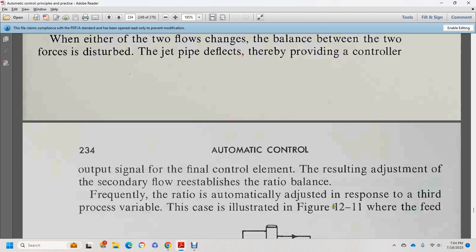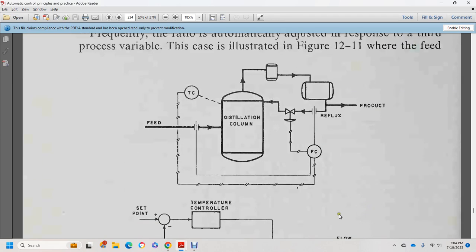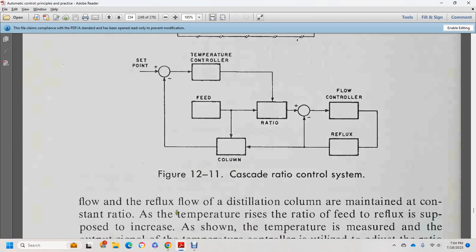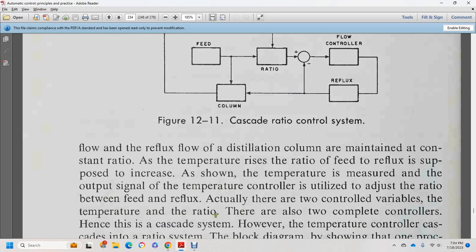This case is illustrated in figure 12.11, where the feed flow and reflux flow of the distillation column are maintained at a constant ratio. The temperature of the column is measured, and the output signal of the temperature controller adjusts the ratio between the feed and the reflux. The two control variables are the temperature and the ratio.